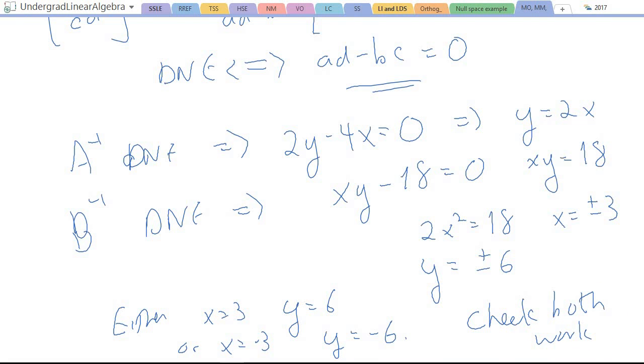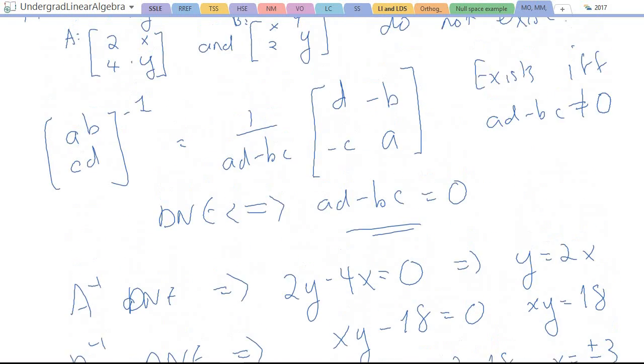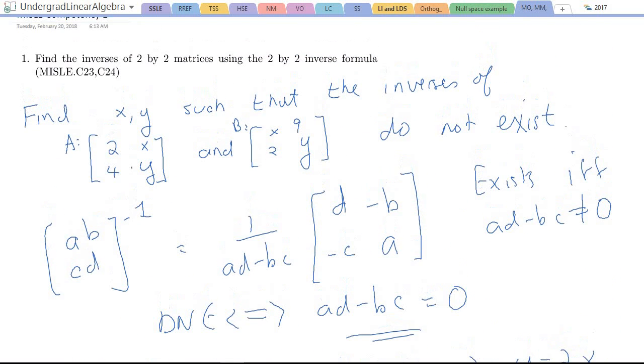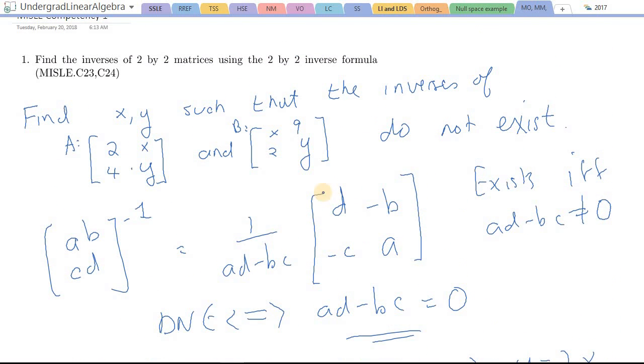Right, you go up here, if x equals 3, y equals 6, well, notice something. Then here we have 2, 4, 3, 6. This column is a scalar multiple of this. If I have minus 3, minus 6, it's the same deal. So A is going to be a singular matrix, so there's no inverse.